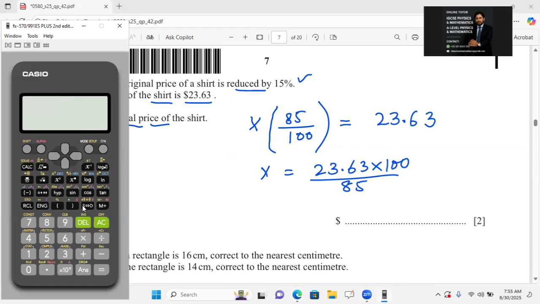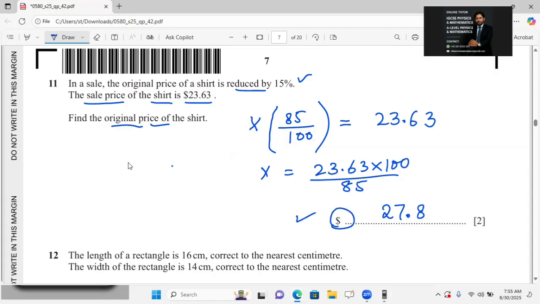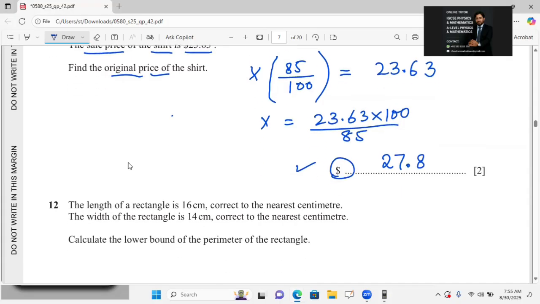Here he is saying fraction introduced. 23.63 multiplied by 100 divided by 85 equals 27.8. Okay, it should be greater. $27.8 will be the cost of that original price over there.